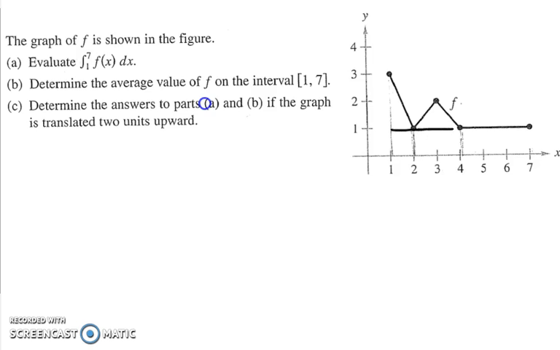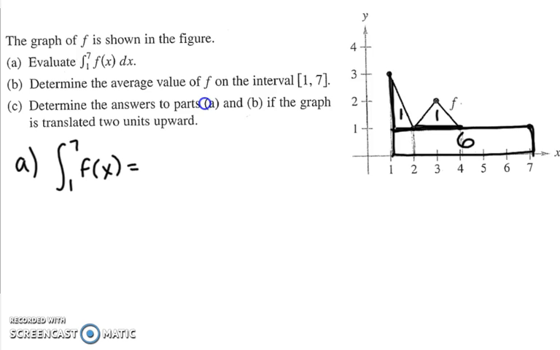So if I break this up into this rectangle here, which has a width of 6 and a height of 1, this whole area is 6. This triangle is 1/2 the base, which is 1, times the height, which is 2. So this is 1. Same thing, this triangle, 1/2 the base, which is 2, and the height, which is 1, is going to also be 1. So our part A, the integral from 1 to 7 of f of x, is just going to be equal to 8 units. Part B then says find the average value.